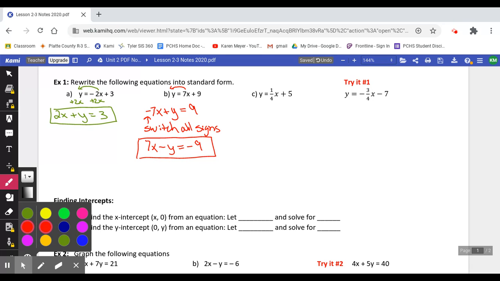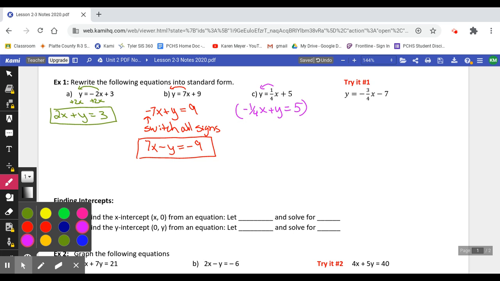Okay, third one, sorry. Move the 1/4 x over, so it becomes negative 1/4 x plus y equals 5. So x and y on the same side, check. Fraction, no, we have a fraction. So to get rid of a fraction, you have to multiply everything by the denominator.